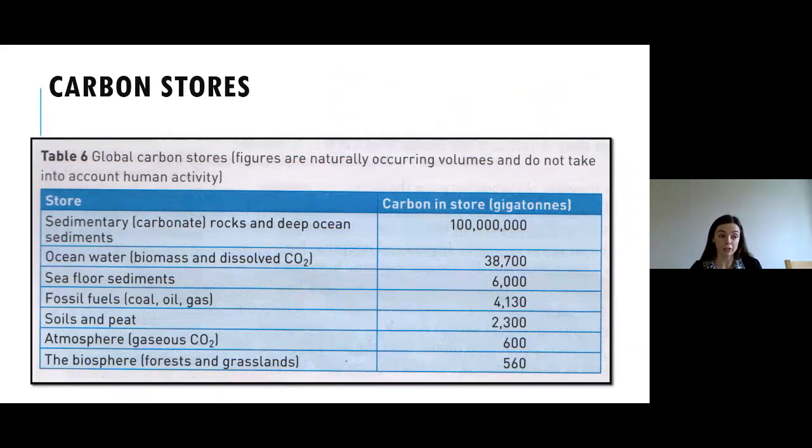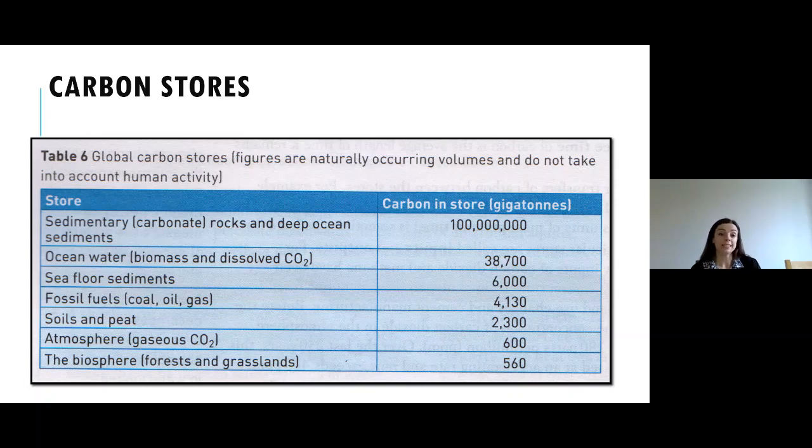They are naturally occurring volumes, and on the screen here, they do not take into consideration human or anthropogenic activity. As you can see here, by far the largest carbon store in gigatons is sedimentary and deep ocean sediments, 100 million gigatons. Second, we can see ocean water, both in biomass and dissolved CO2, which is 38,700 gigatons. And the least there is the biosphere, which is forests and grasslands, with only 560 gigatons.